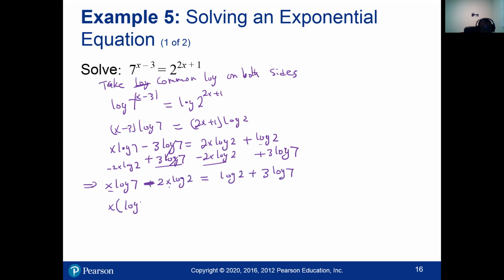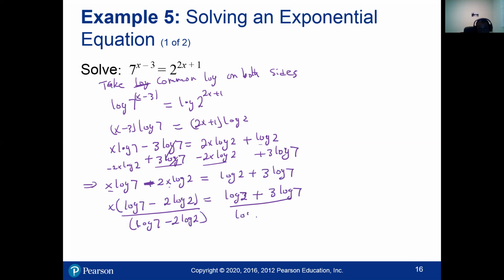So that gives me x times (log 7 minus 2 log 2) equal to log 2 plus 3 log 7. Now we are solving for x, so we divide both sides by log 7 minus 2 log 2. So this will cancel that.